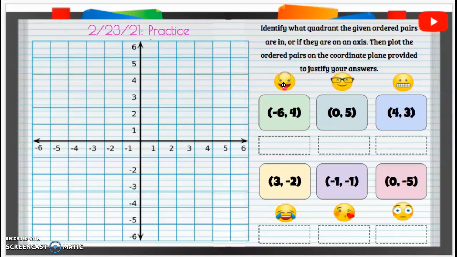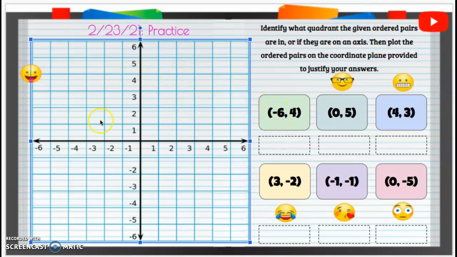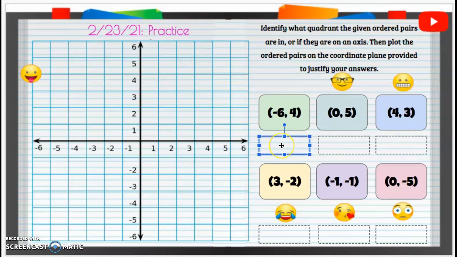We always start at 0. So we're going to start at 0. We're going to go -6, so -1, 2, 3, 4, 5, 6. And then we're going to go up 4, 1, 2, 3, 4. So -6, up 4. We are going to take a look, and this is going to be in quadrant, well, there's quadrant 1, 2, 3, and 4. This is going to be in quadrant 2. So I'm going to put II for quadrant 2.